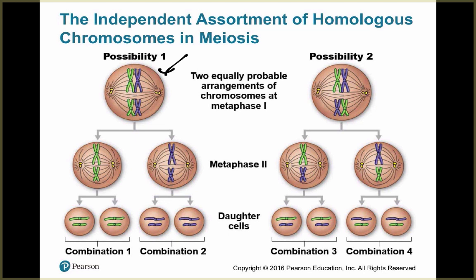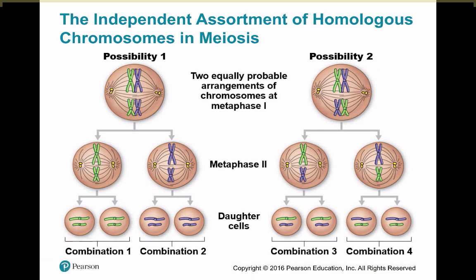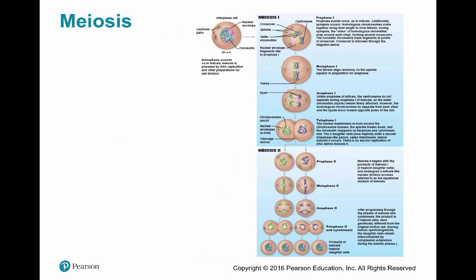And the orientation that they line up is independent of the other. So you just see how this one over here has both green on one side and blue on the other? Well, this guy easily could be the opposite. And if that happens, you can see how the combination of daughter cells changes. And then imagine this 23 times. So it does allow for this genetic diversity in addition to the crossing over.